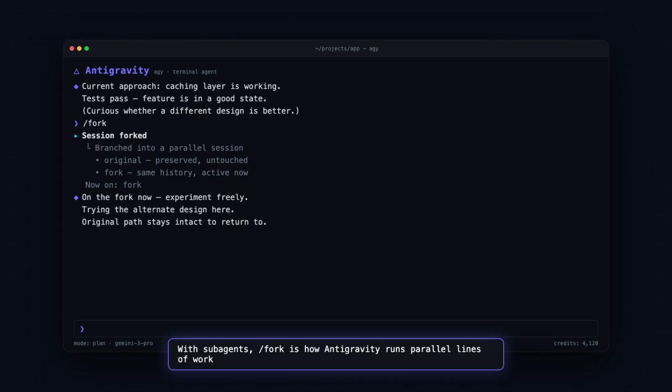One thing worth knowing. Combined with subagents, forking is how Antigravity handles parallel lines of work, letting you pursue two directions at once and keep the one that turns out better.